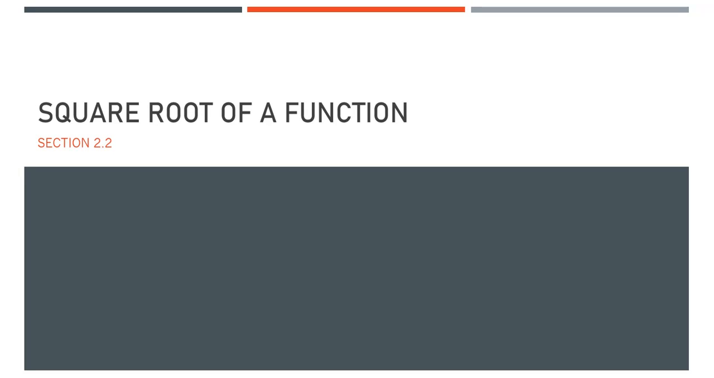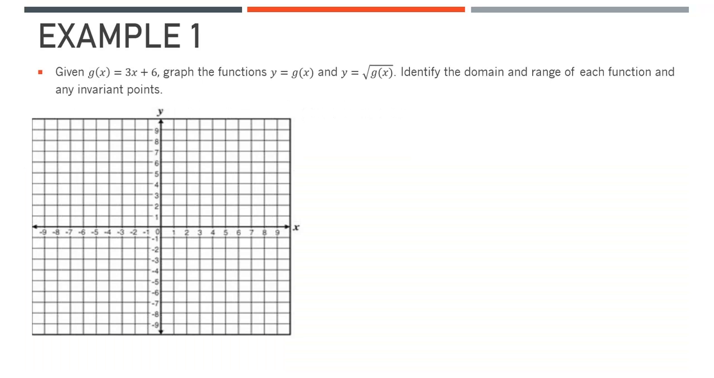Let's take a look at section 2.2, square root of a function. So our first example, given g of x equals 3x plus 6, graph the functions y equals g of x and y equals square root of g of x. Identify the domain and range of each function and any invariant points.